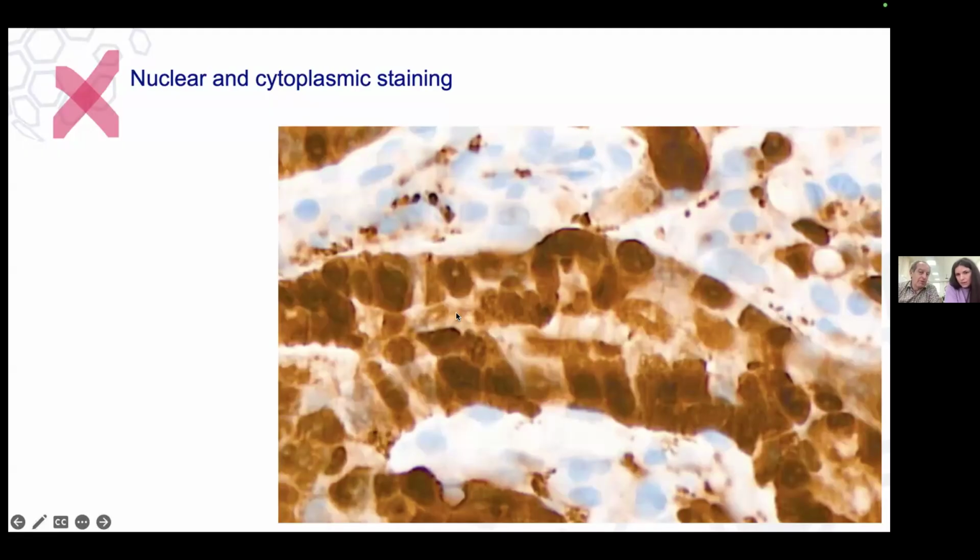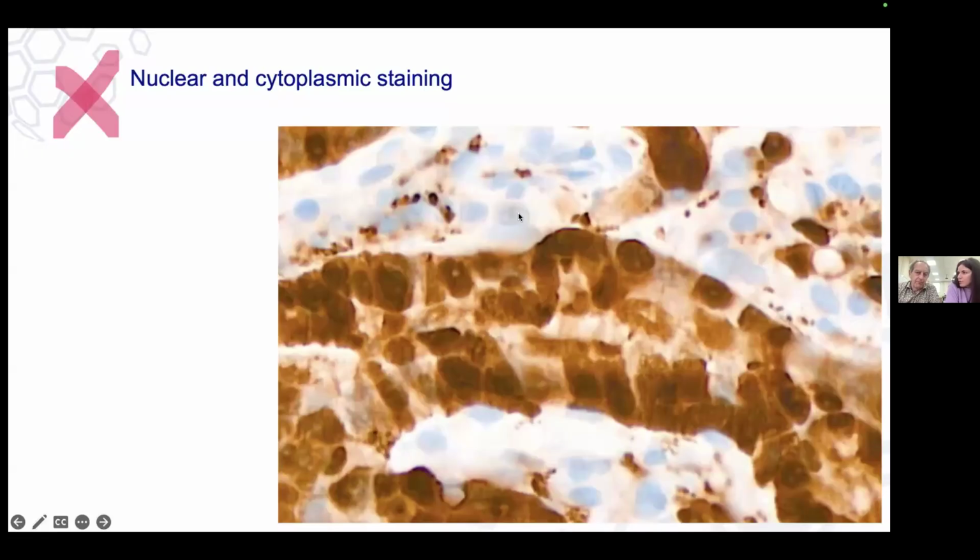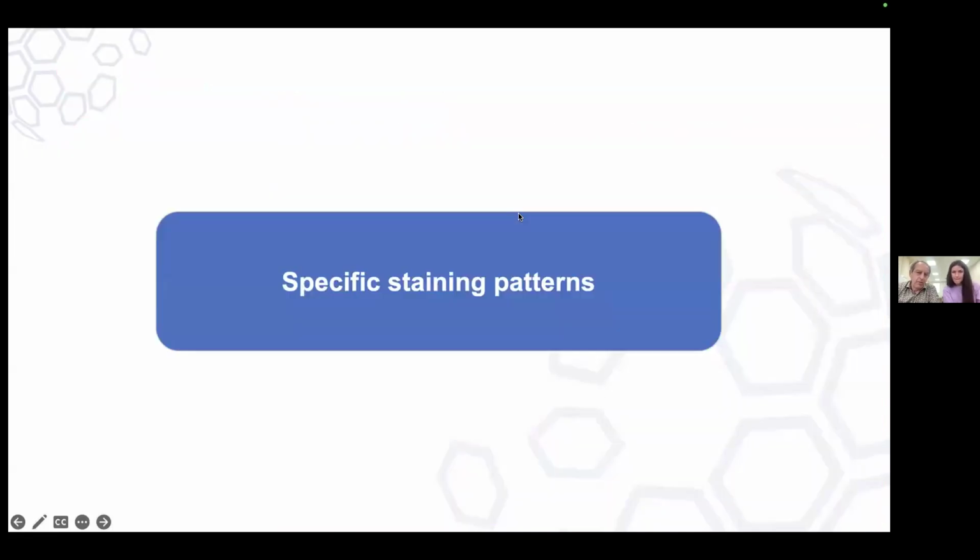But nuclear and cytoplasmic staining, it's not really usual. We usually see this in other types of cancer, not in breast, but we do see it very rarely. I think I had 1 or 2 cases per year. Sometimes in apocrine tumors. Not quite to this level. So, okay. So, what are the staining patterns that we think are acceptable and we need to recognize?